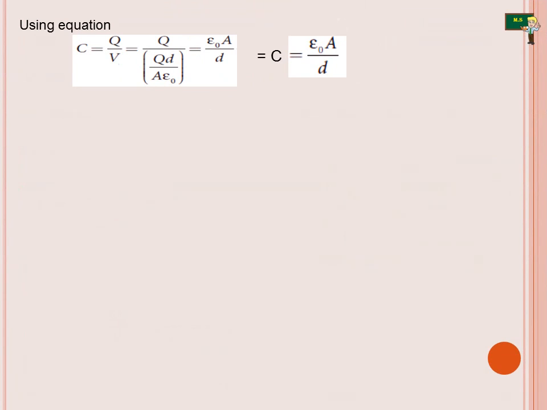Again, using the equation C is equal to Q by V, instead of V you can put Q D by A epsilon naught, cancelling the Q. C is equal to epsilon naught A by D. And we can term epsilon naught epsilon R as epsilon, so instead of epsilon R and epsilon naught, you can have epsilon. So C is equal to epsilon A by D.